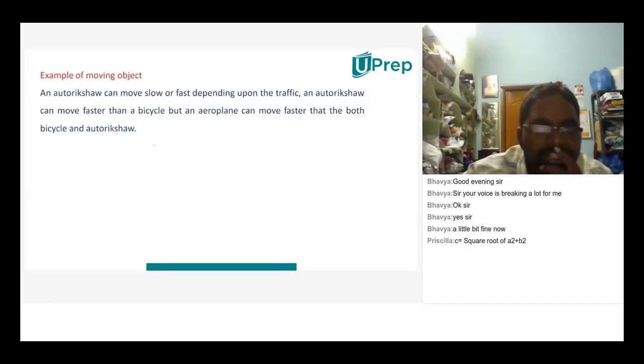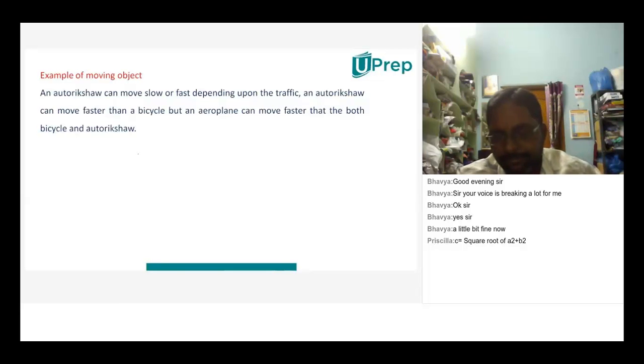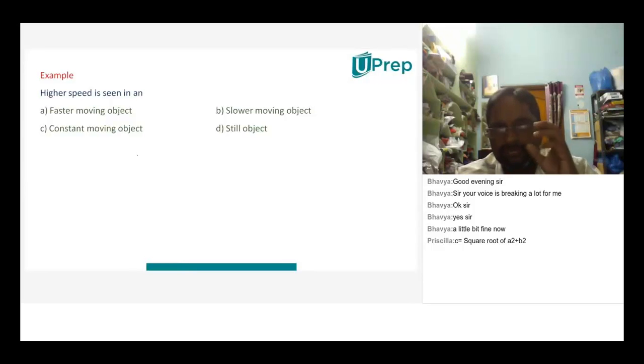See, an auto rickshaw can move slow or fast depending upon the traffic. An auto rickshaw can move faster than the bicycle, but an aeroplane can move faster than both the bicycle and auto rickshaw. So the auto rickshaw will be faster than the bicycle, but the aeroplane can be faster than both. So you are comparing like this, and you can understand what slow speed and fast motion are.